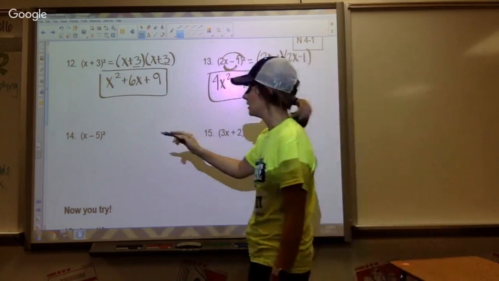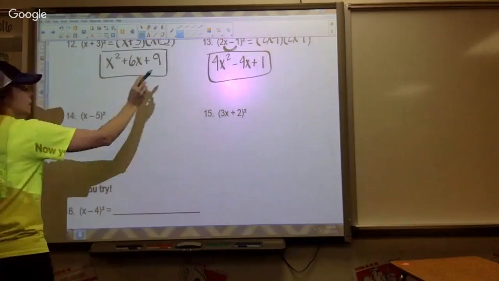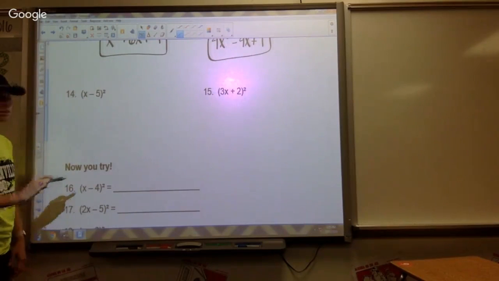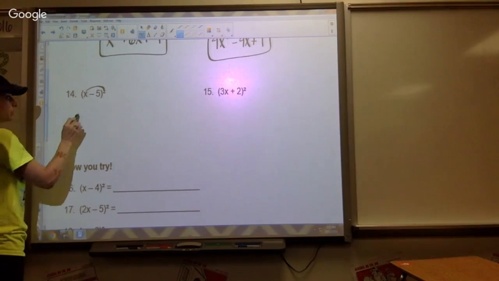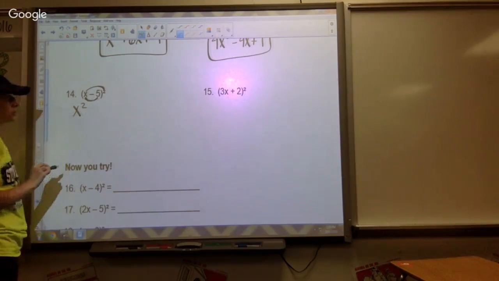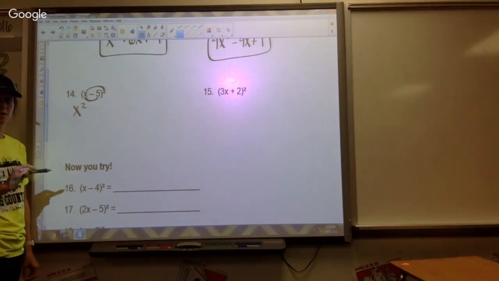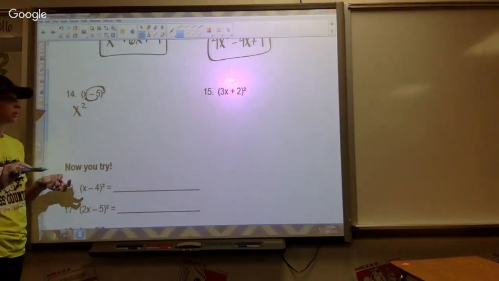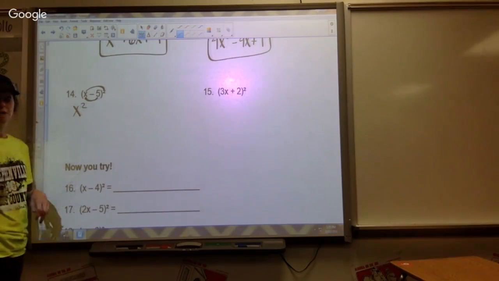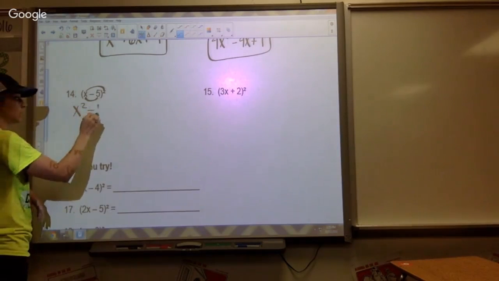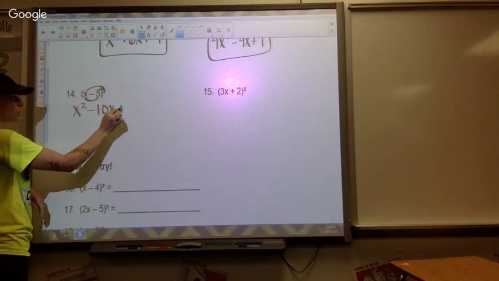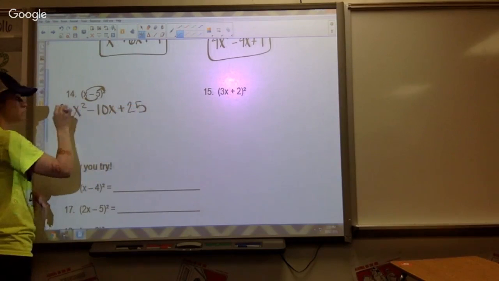Okay? So 14, let's do the same method that we just did on 13. You have a binomial squared. You can square the first term, which is x squared. You can multiply these together, which would give you negative 5x. But if you were using FOIL, you would end up with 2 of those. So you need to multiply 2 times that negative 5x, which would give you negative 10x. And then you're going to square that last term, which would give you a positive 25.